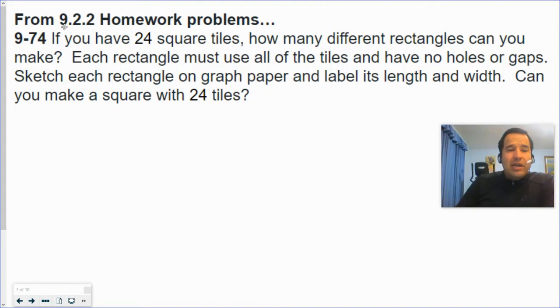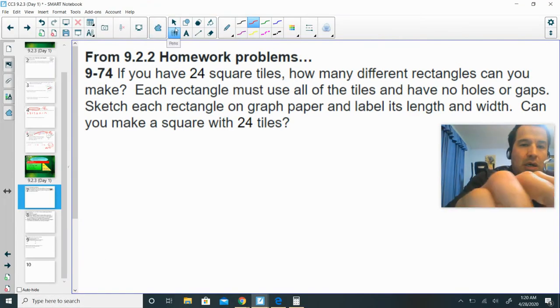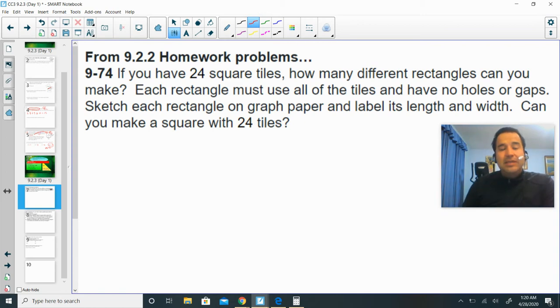We're going to backtrack here to lesson 922 from the homework problems because it's kind of essential for today's lesson. It says, if you have 24 square tiles, how many different rectangles can you make? Each rectangle must use all of the tiles and have no holes or gaps. Sketch each rectangle on graph paper and label its length and width. Can you make a square with 24 tiles? So what I'd like you to do is you don't need to do it on graph paper, but I do want you to try to draw these out and see how many you can come up with.